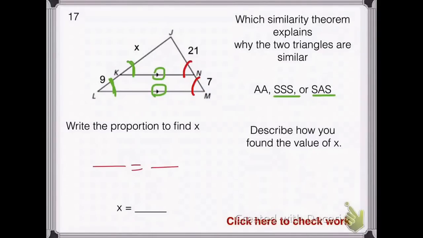So I would say the numbers on the left are x and 9. The numbers on the right are 21 and 7. So find your cross products to solve.